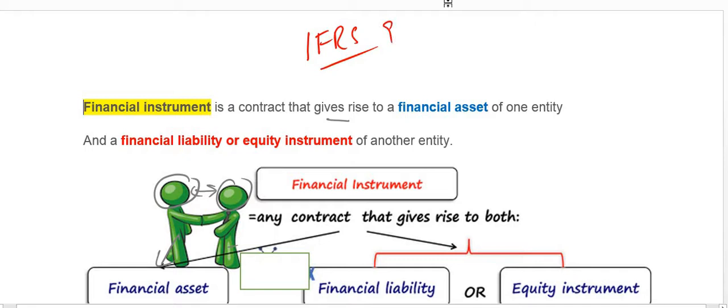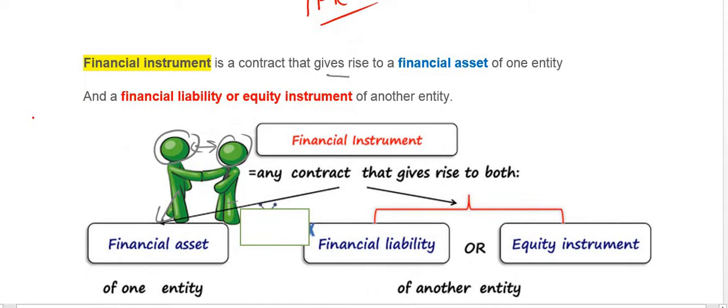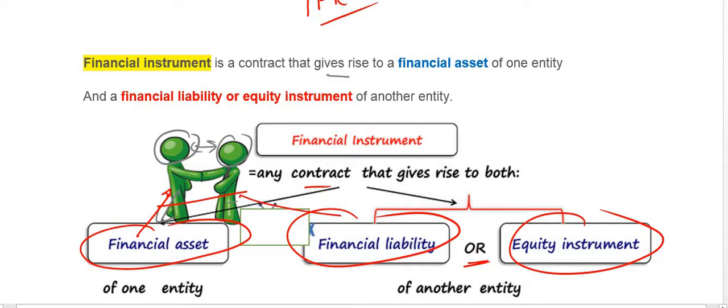What is a financial instrument? A financial instrument is basically a contract that gives rise to a financial liability and/or equity instrument for one entity and a financial asset for another entity. If you see here, there are two entities. These two entities have a contract, and this contract gives rise to a financial asset for one entity and a financial liability or equity instrument for another entity.